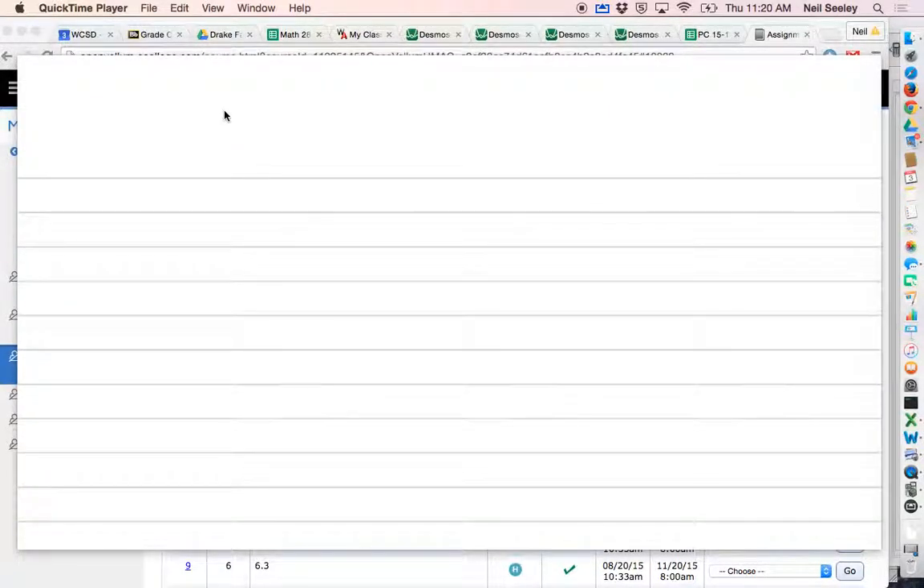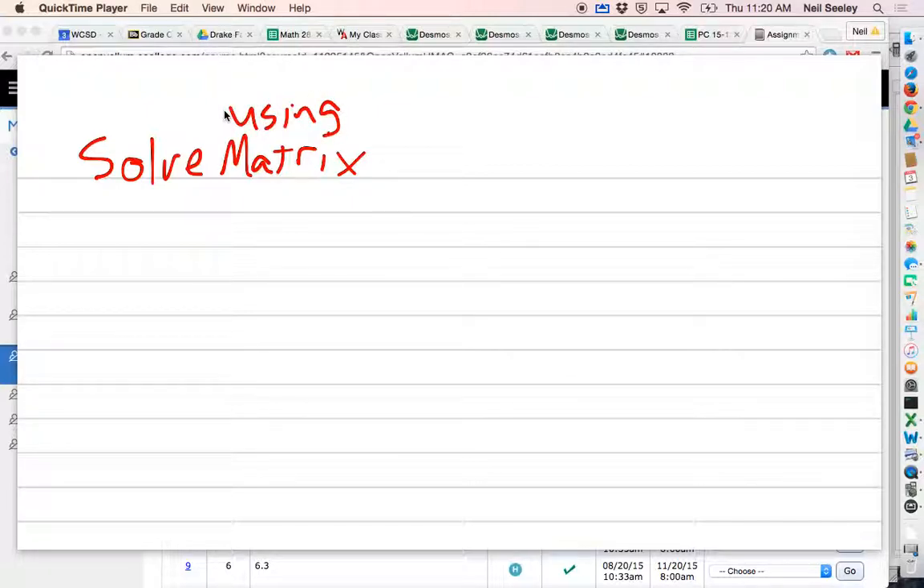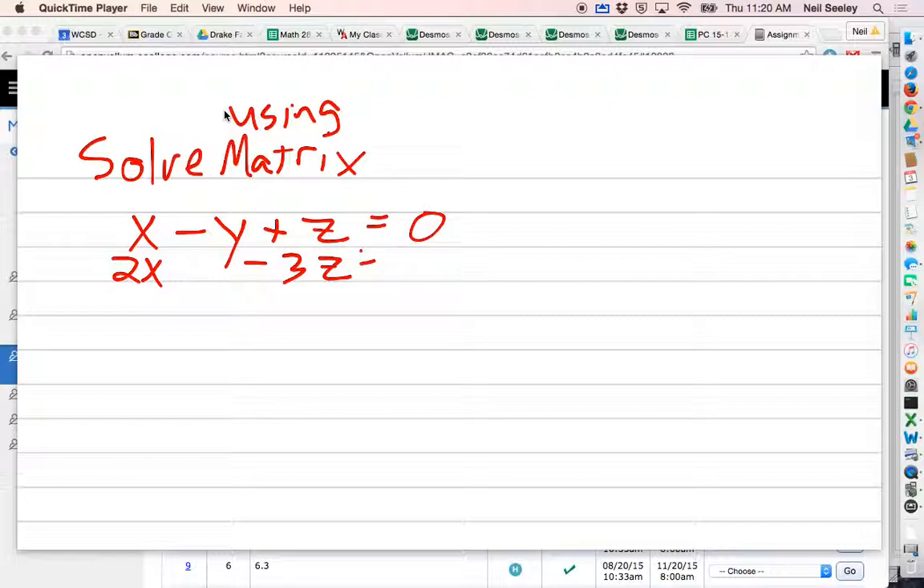Here's what I'm going to do. I'm going to give you matrices at this point. If I say solve a matrix, or solve using matrix, those are the words that get thrown out there. Solve using a matrix, solve a matrix, and so on. Let me give you an example. Here is x minus y plus z equals 0, and 2x minus 3z equals negative 1.